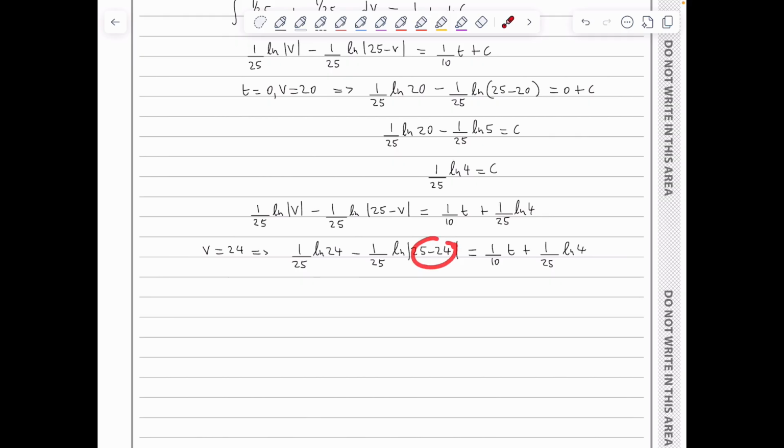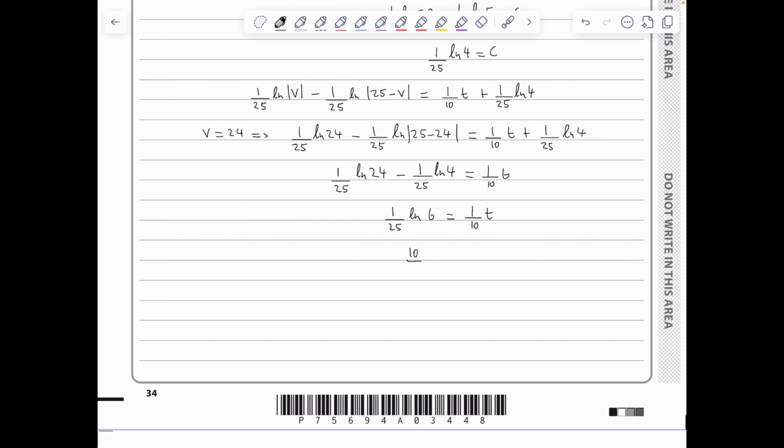Now 25 minus 24 is simply 1, and the ln of 1 is 0. So I'm looking at 1/25 ln 24 minus 1/25 ln 4 being equal to 1/10 t. Once more, I'll be doing 24 divided by 4. This means we've got 1/25 ln 6 equal to 1/10 t. And if I cross multiply, I get 10/25 ln 6 to be the value of t.